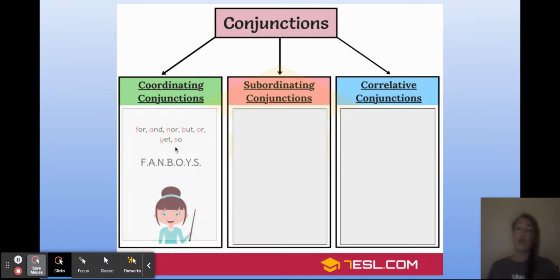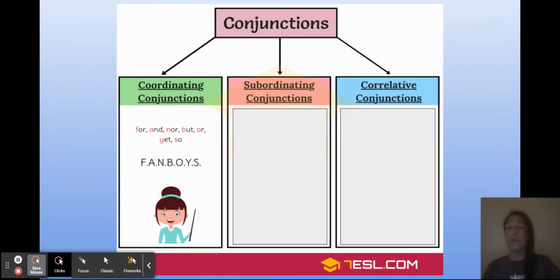We are only going to focus on coordinating conjunctions this particular lesson. There's 7 of them, and they have an acronym that will help you remember what they mean. An acronym means the first letter of each of these words spells out FANBOYS.